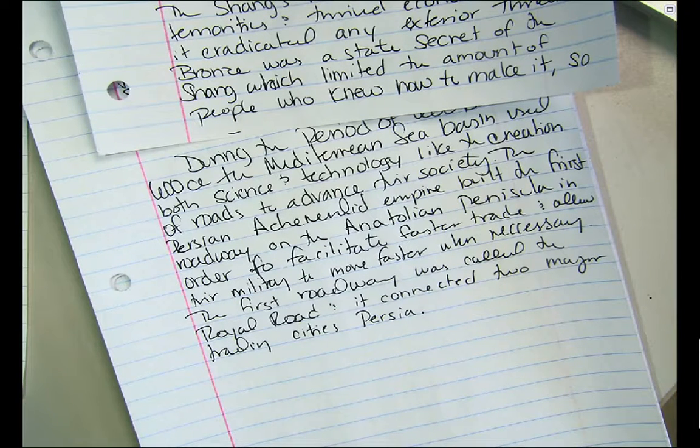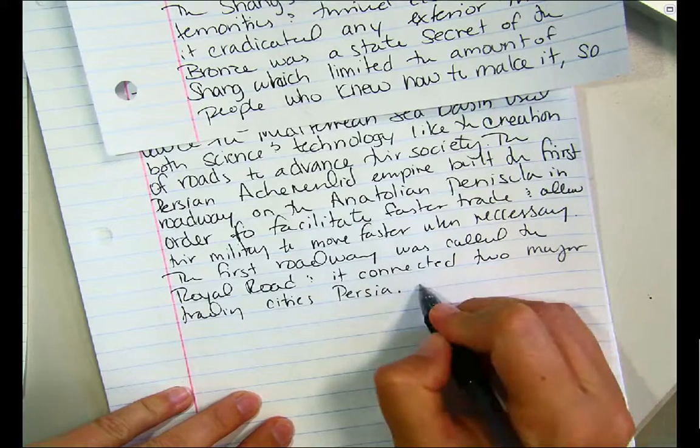But I've only gotten one piece. Now, if I could list the cities, would I get extra points? Yes, but I can't, so I'm only getting 1 point instead of the possibility of 2 points. Do you see? But I want to make sure they know it's connecting two major trading cities, so I'm including that information even though I'm not getting the point. Okay? The Royal Road.